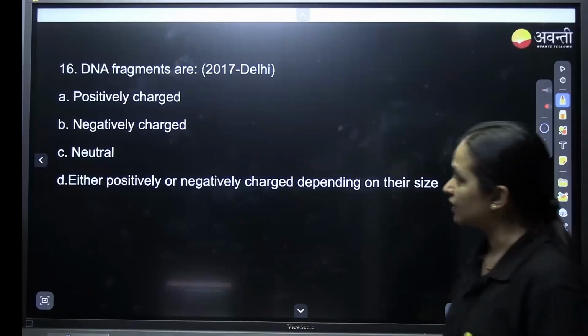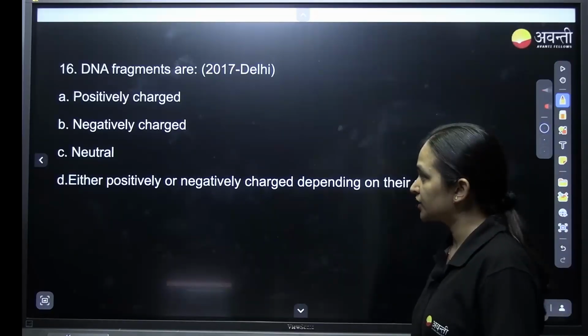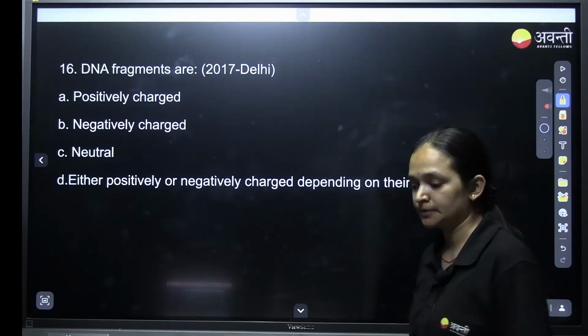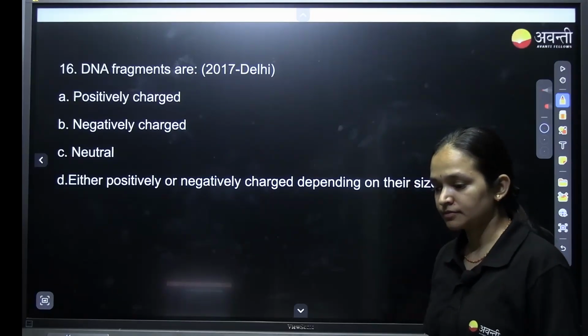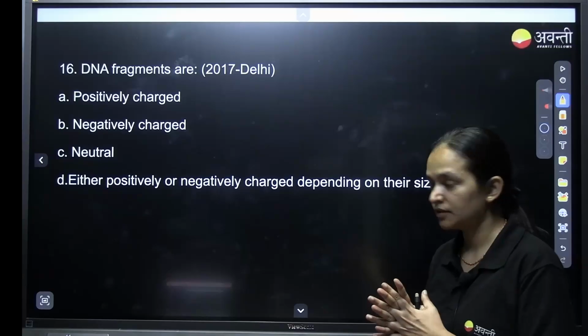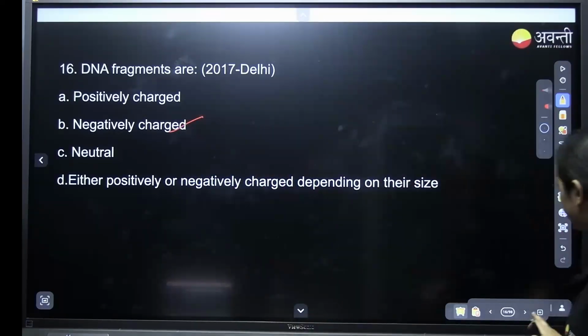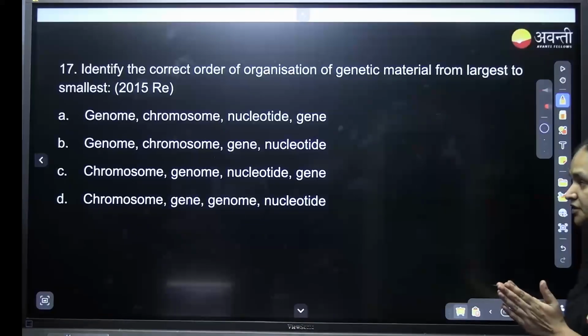The DNA fragments are positively charged, negatively charged, neutral, or either positively or negatively charged depending on their size. Easy? DNA fragments are negatively charged. B for Bombay is the correct answer.